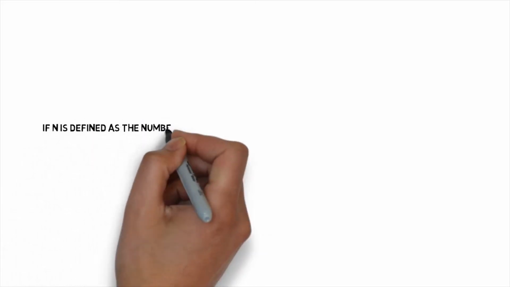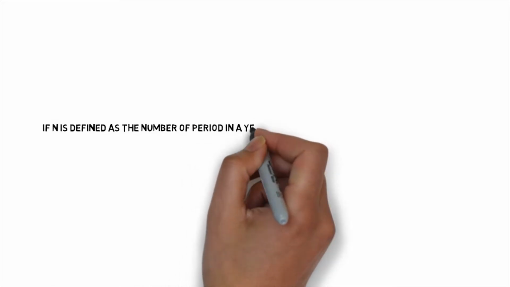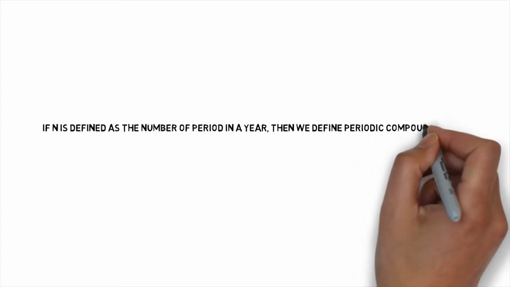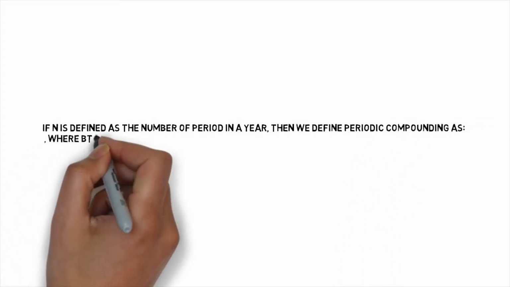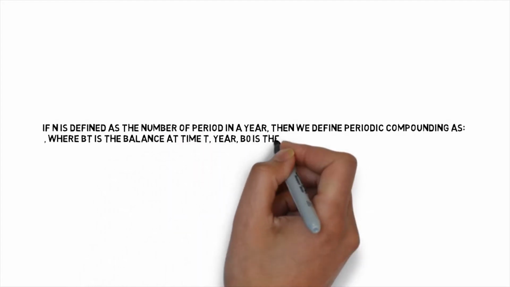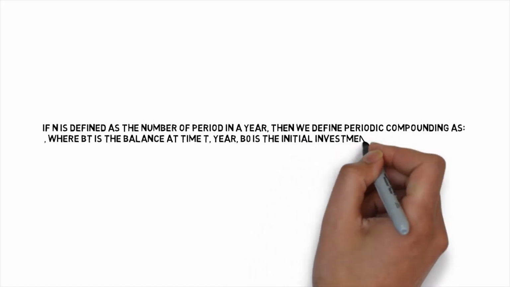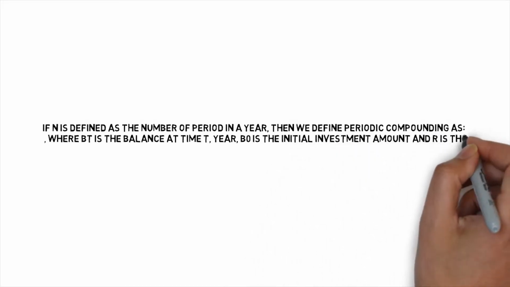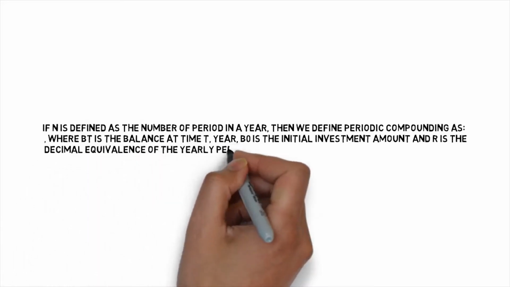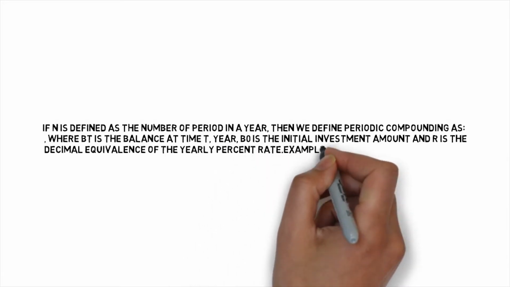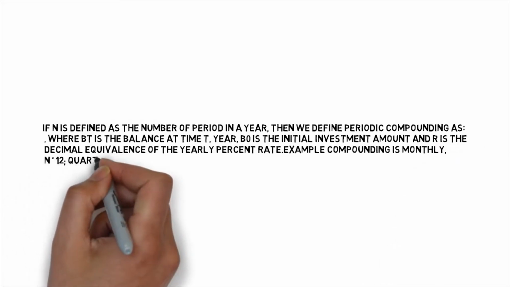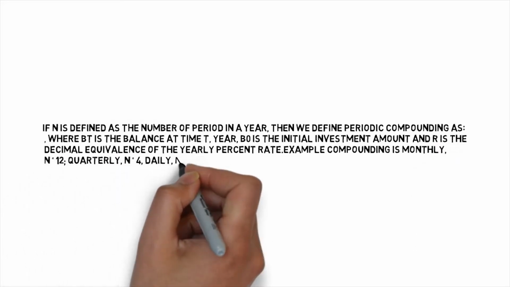Next, compounding greater than yearly. If n is defined as the number of periods in a year, then we define periodic compounding as B_T equal to B naught times the product of 1 plus R over N to the power of NT, where B_T is the balance at time T, in years, B naught is the initial investment amount, and R is the decimal equivalent of the yearly percent rate. For example, if compounding is monthly, N is equal to 12; quarterly, N is equal to 4; daily, N is equal to 365.